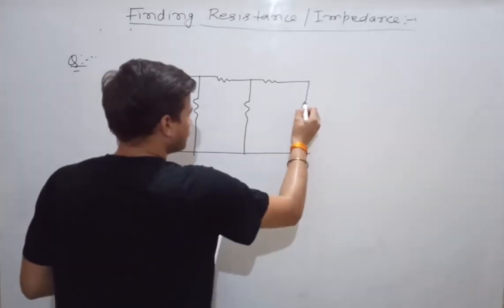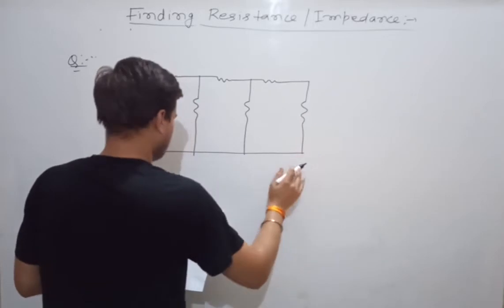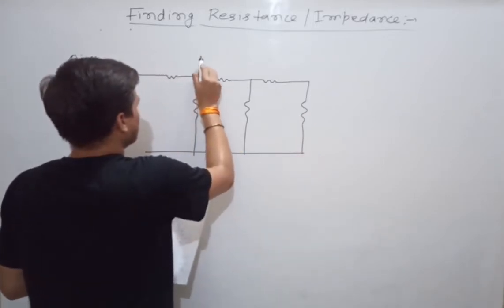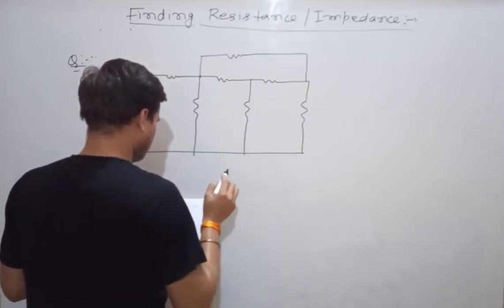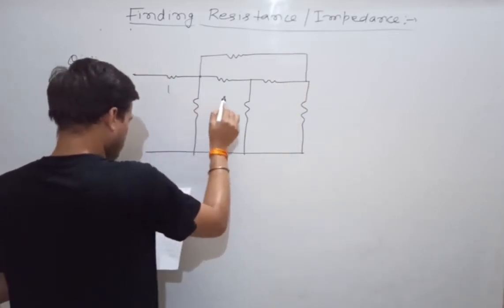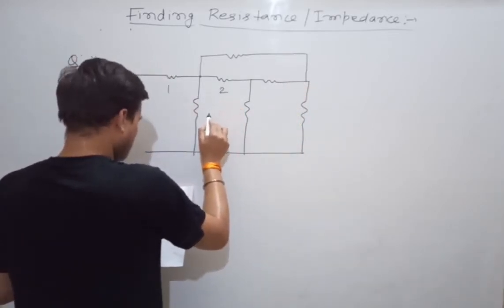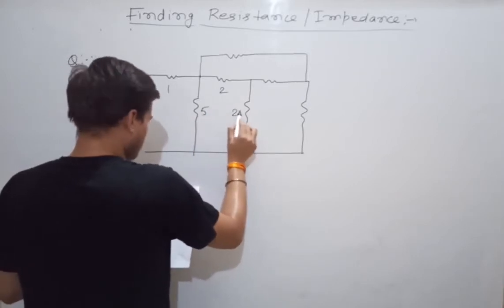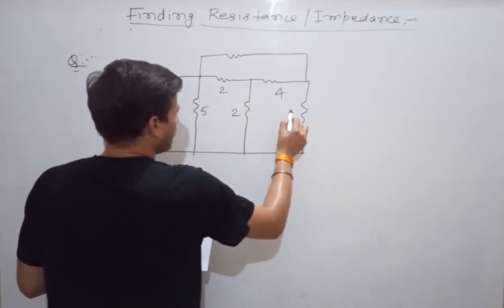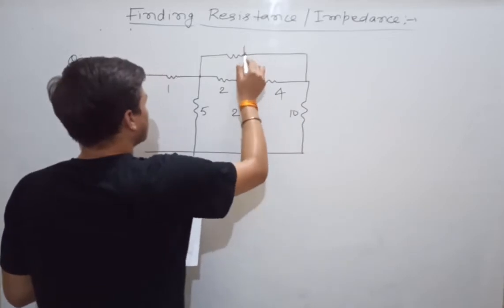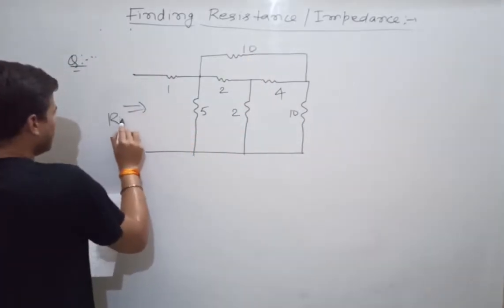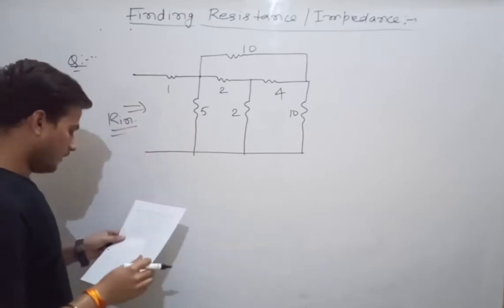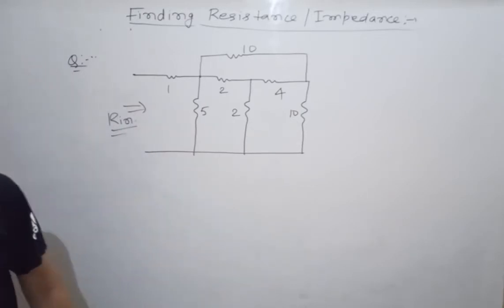See this circuit. The resistors are 1 ohm, 2 ohm, 5 ohm, 2 ohm, 4 ohm, and 10 ohm. You have to find R in. So let us see how to find it.